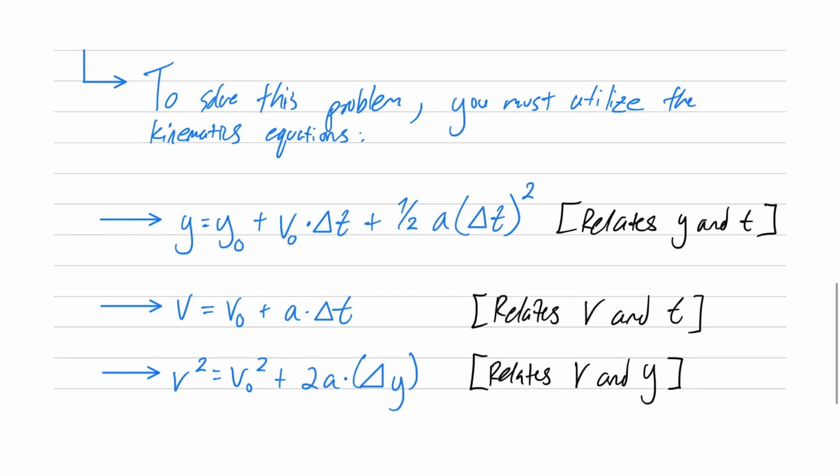To solve this problem, you must utilize some kinematic equations. y equals y initial plus v initial times delta t plus 1 half a times delta t squared, where delta t is the change in time. This relates y and t. Then we have v equals v initial plus a times delta t, which relates velocity and time. And then we have v squared equals v initial squared plus 2 times the acceleration times the change in height.